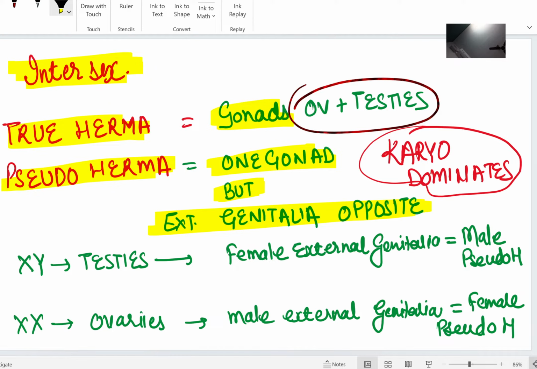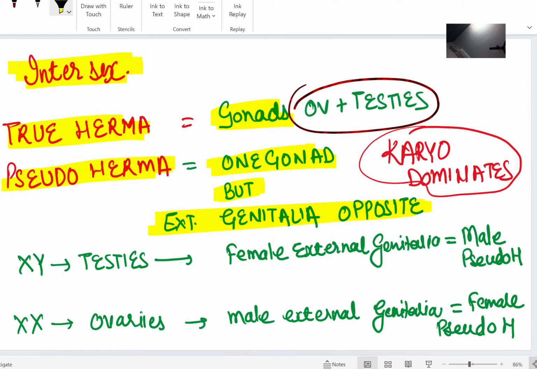For example, if ovaries are present, then external genitalia is of the male. And if testes are present, then external genitalia is that of the female. Okay. Now, to which pseudo hermaphrodite will we say that it is female pseudo hermaphrodite or male pseudo hermaphrodite? It depends on the gonads, or you can say karyotype.